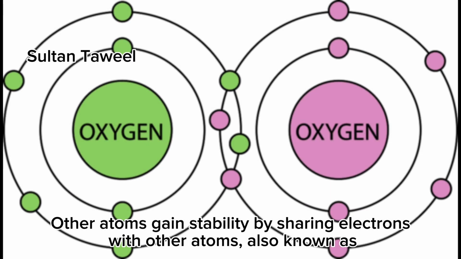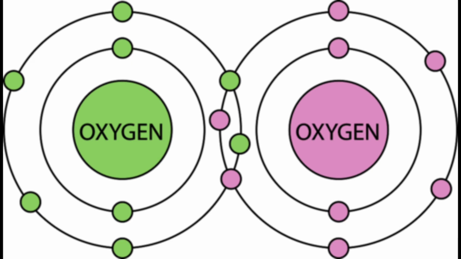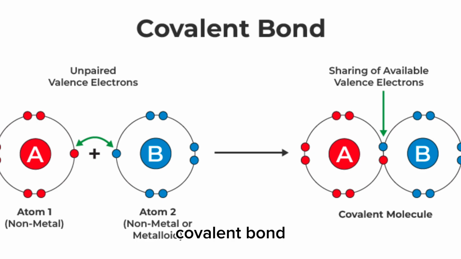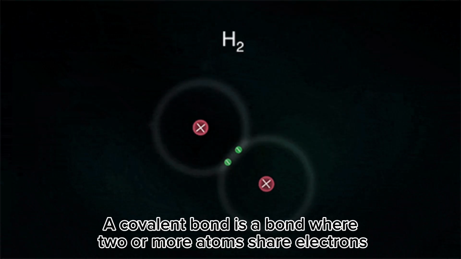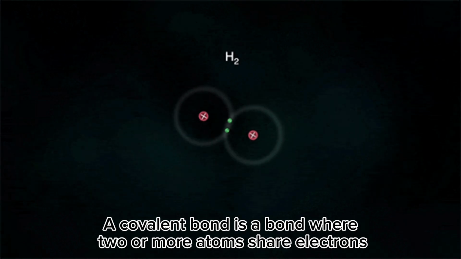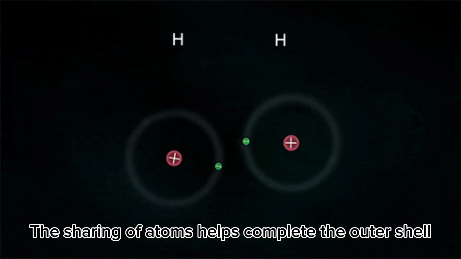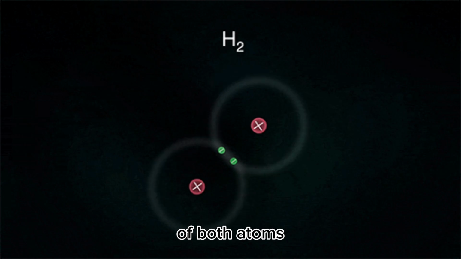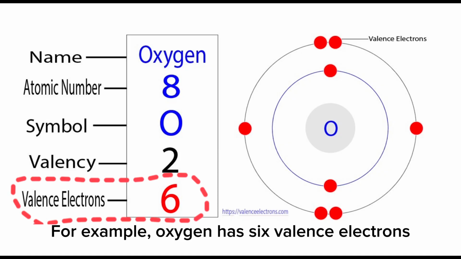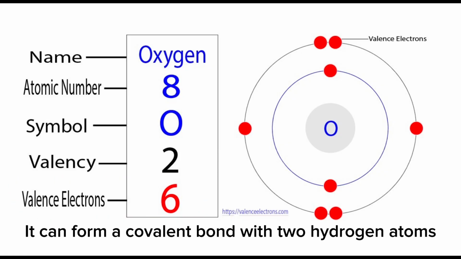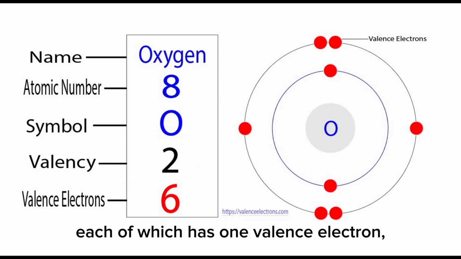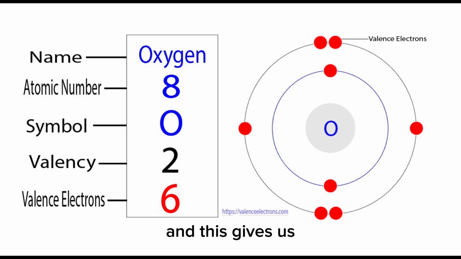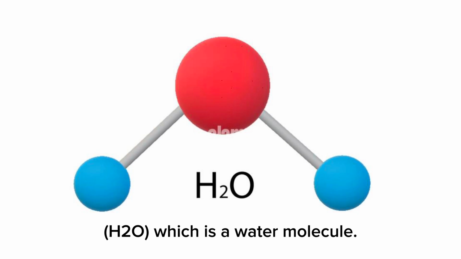Other atoms gain stability by sharing electrons with other atoms, also known as a covalent bond. A covalent bond is a bond where 2 or more atoms share electrons. The sharing of atoms helps complete the outer shell of both atoms. For example, oxygen has 6 valence electrons. It can form a covalent bond with 2 hydrogen atoms. Each has 1 valence electron, and this gives us H2O, which is a water molecule.